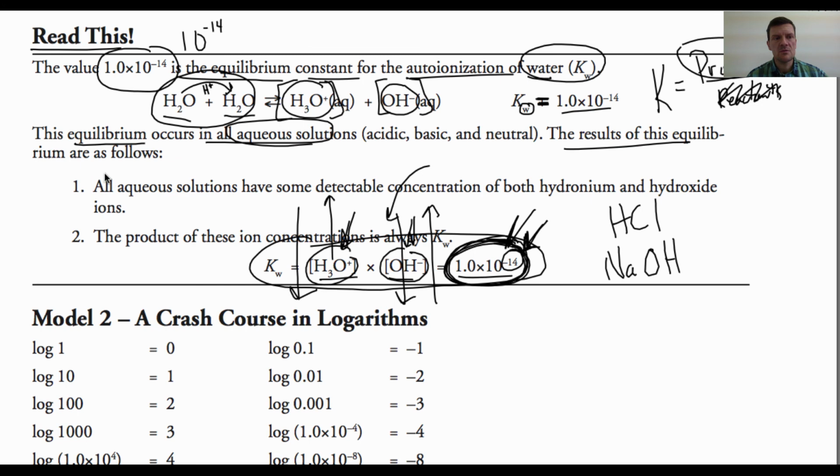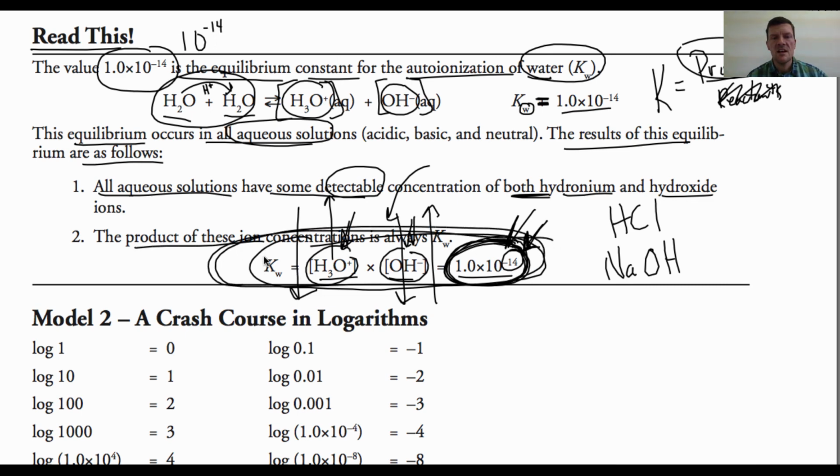So the result of this equilibrium are as follows. All aqueous solutions have some detectable concentration of both hydronium and hydroxide. And the product of these ion concentrations is always 10 to the negative 14, and that is called the Kw, the equilibrium constant for water.